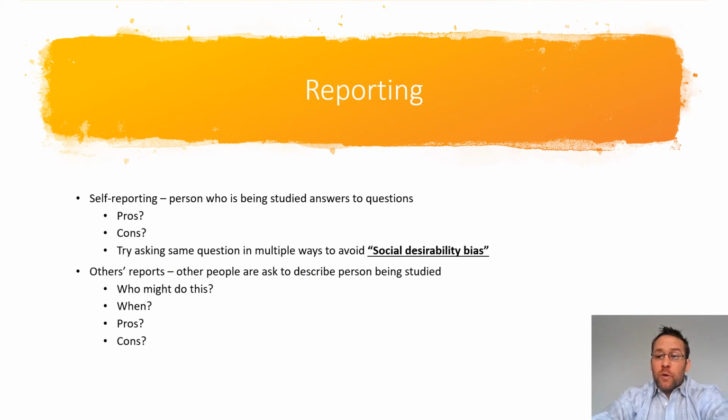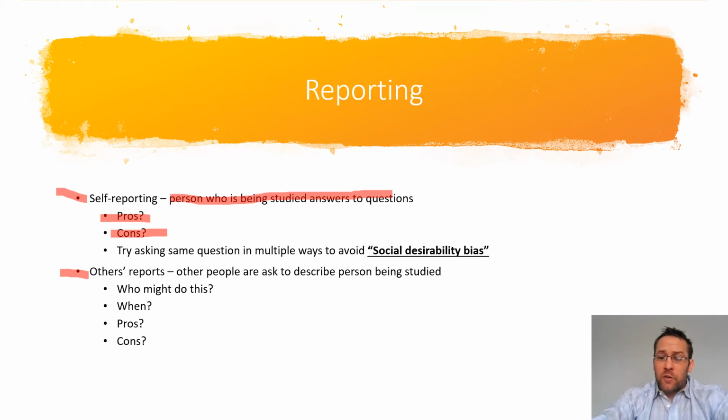Okay, when participants or subjects are reporting how they're feeling, there's two ways in which you can get information about people: self-reporting or other reporting. So self-reporting, the person who is being studied answers the questions. The pros of this is you're going to get the firsthand information. The cons of this is that people sometimes exaggerate.